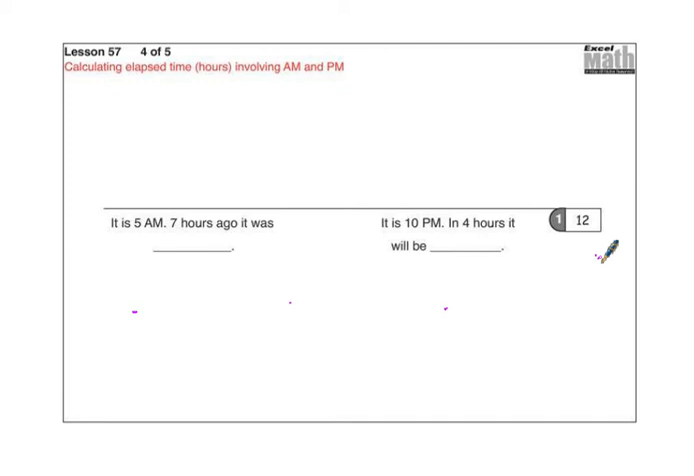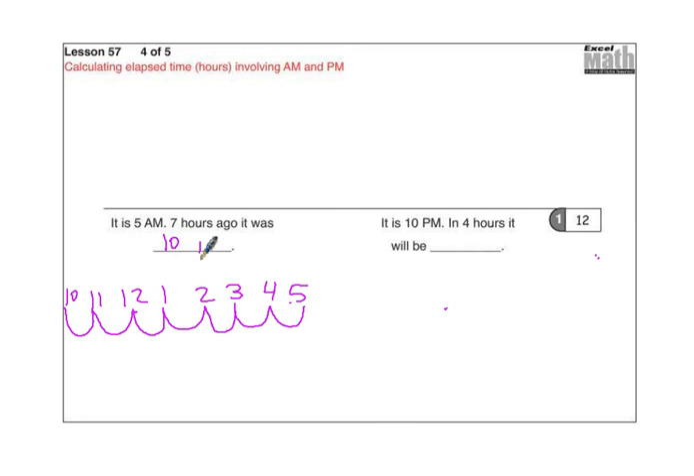5 a.m., 7 hours ago. So you're starting at the 5, you're going back 7: 1, 2, 3, 4, 5, 6, 7. Notice how big my lumps are so that I do not get confused. 5, 4, 3, 2, 1, 12 o'clock, 11 o'clock, 10 o'clock. So the answer is 10 p.m. because this is a.m. Right here I switch over to p.m.